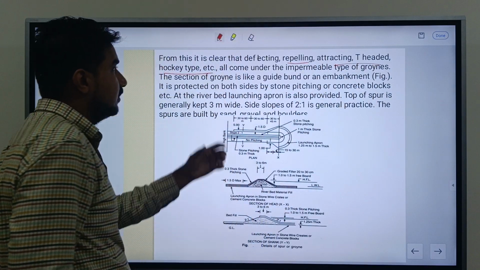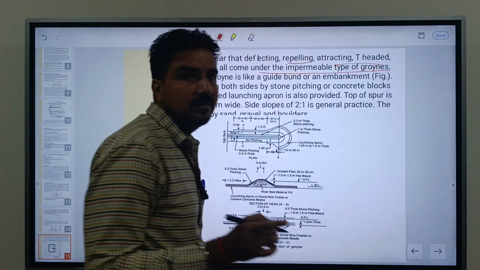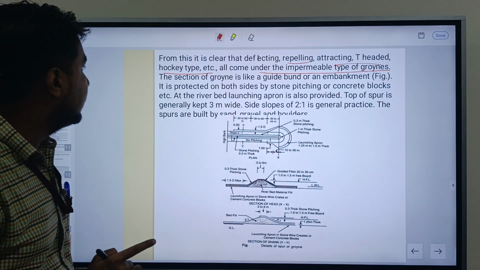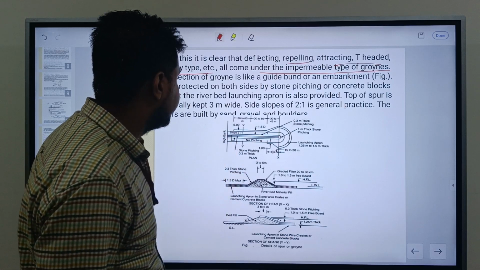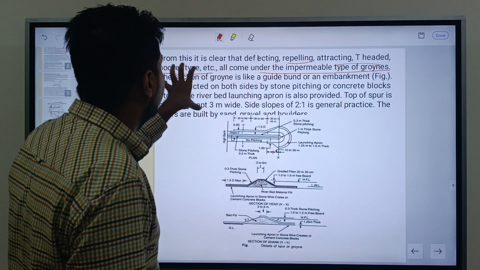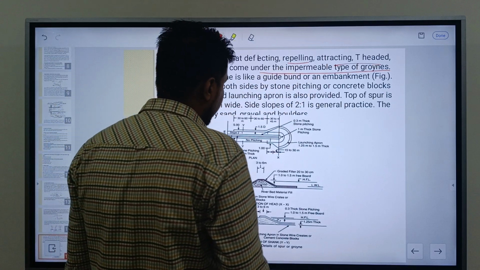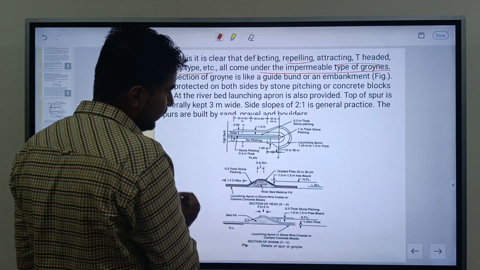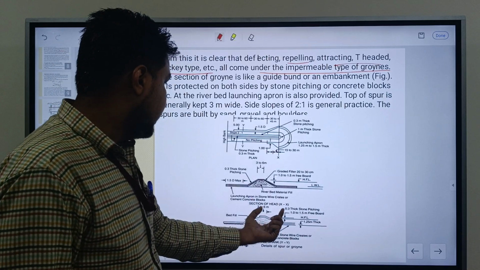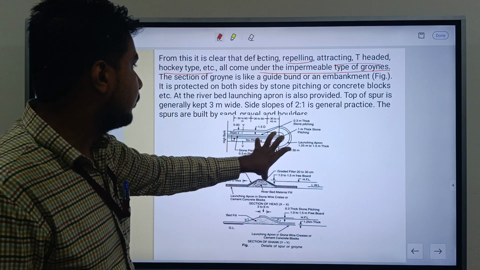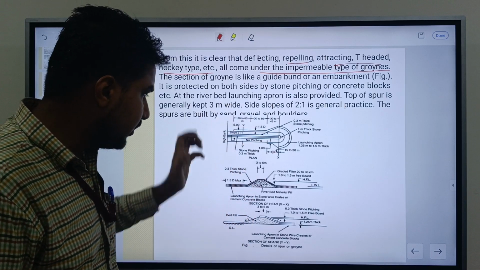Okay. Now next one, from this it is clear that the deflecting, repelling or attracting, T-headed and hockey-shaped types all come under the impermeable type of groyne. ये जितनी भी आप देख रहे हैं ये सारी इम्परमेबल टाइप ऑफ ग्रोइंग के अंदर आती हैं. The section of groyne is just like the guide bunds and backward, as shown in the figure. So these are particular special types of groynes and they come under the category of impermeable groynes. This is the cross section of the particular type of groynes and the cross section of sand. वाइब्रेट कंडीशन दिखाया है यहाँ पे. इसके बाद में हमारा जो मेन फिगर ड्रॉ किया गया है वो पर्टिकुलर टाइप ऑफ ग्रोइंग, उसका पर्टिकुलर डायमेंशन साइजिंग, जिसको हम पर्टिकुलर रेफरेंस के थ्रू अपना अडॉप्ट करके यहाँ पे पिक्चर की फॉर्म में शो करने की कोशिश की है.